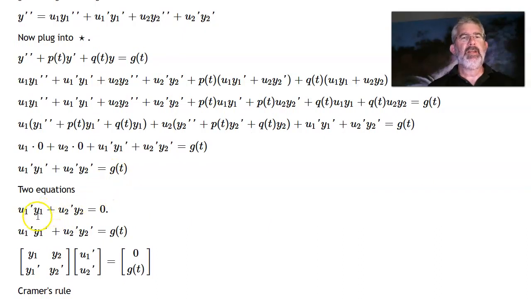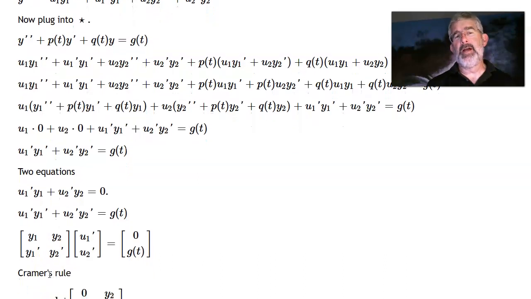And what I have is two equations in two variables, u1 prime and u2 prime. Right? This one has a u1 prime and a u2 prime. This one has a u1 prime and a u2 prime. So these are two actually linear equations in u1 prime and u2 prime. So I can rewrite it as a matrix equation here, where the variables are u1 prime and u2 prime. The coefficient matrix is the y1, y2, y1 prime, y2 prime, which you might recognize as maybe related to the Wronskian.